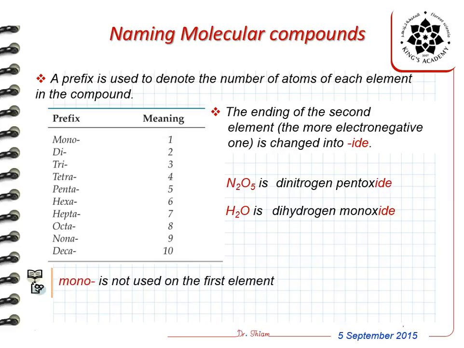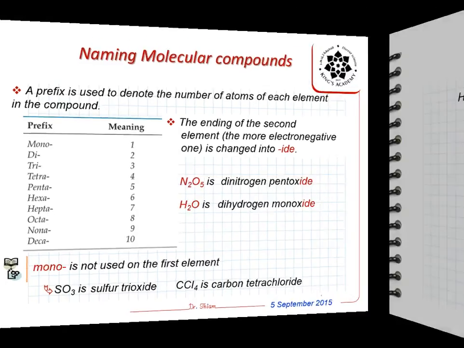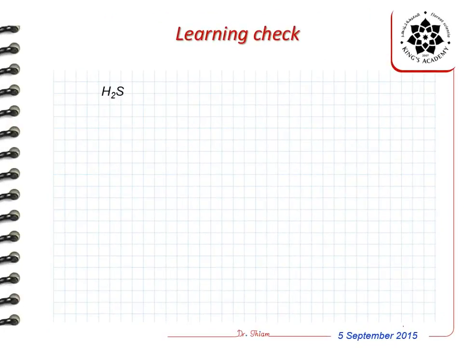Okay. Now, the next rule, which is, I'm not sure it's a rule actually, it's just a remark. Mono is not used for the first element. So here we wouldn't say monosulfur trioxide. We should just say sulfur trioxide. In this case, can you name this? It has 1 carbon and 4 chlorine atoms. Do you think you can name it? It should be called carbon tetrachloride. And this is pretty much it for naming molecular substances.